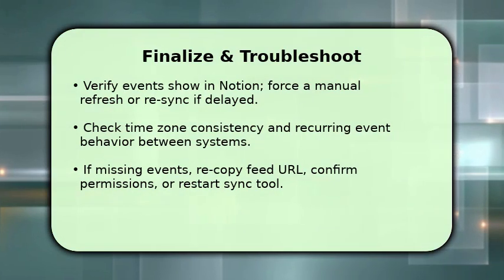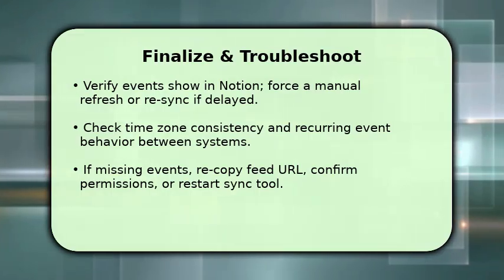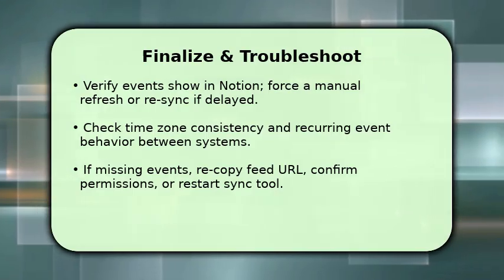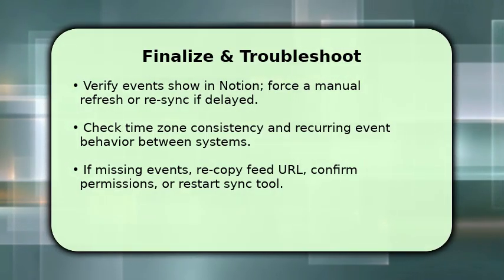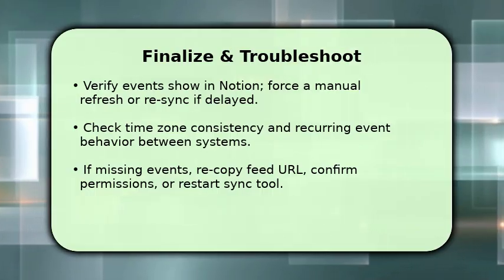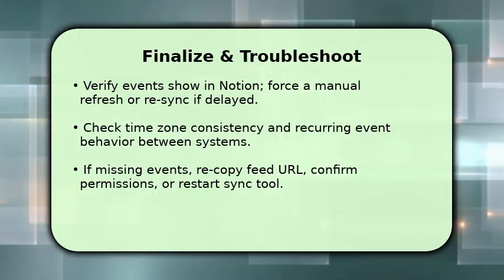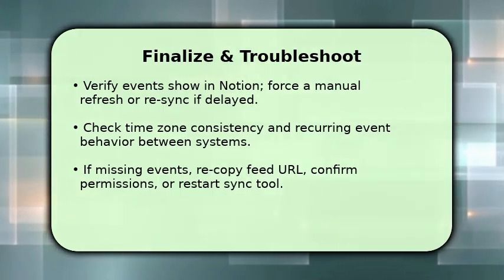If items are missing, force a manual refresh or resync in the bridge. Make sure time zones match across devices and that recurring events import as expected. Adjust mapping if a rule misbehaves. If problems persist, recopy the feed URL, confirm the bridge or iCloud permissions, and restart the sync tool or device.